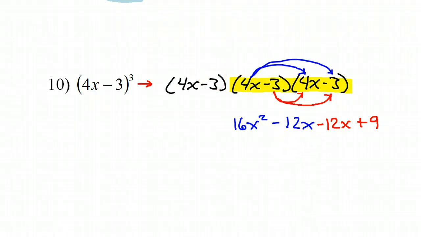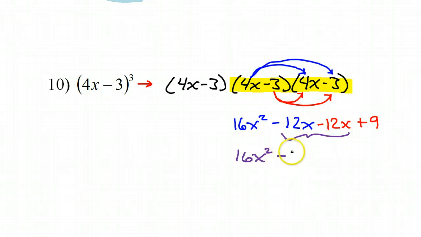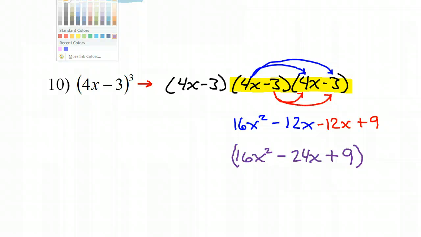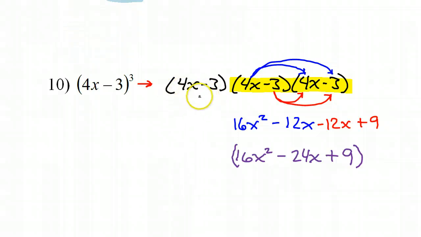Okay, I've got some like terms here that need to be combined. So I will have 16x squared minus 24x plus 9. So this is what I have, this trinomial. Now I'm just going to bring down the other 4x minus 3.